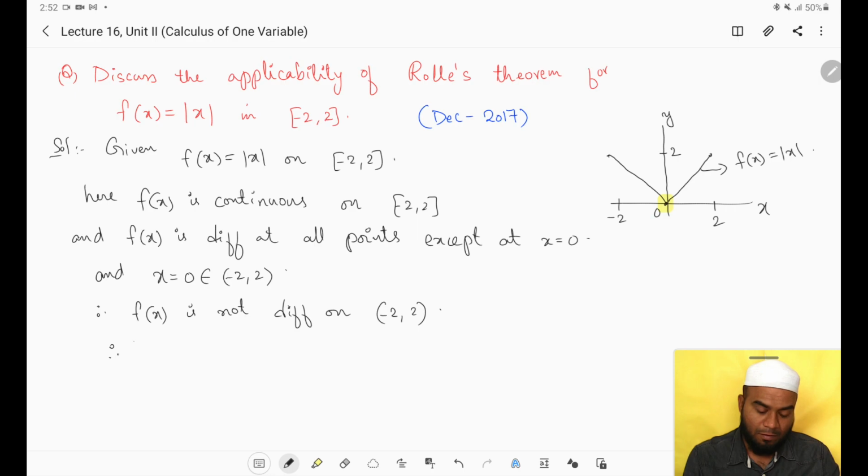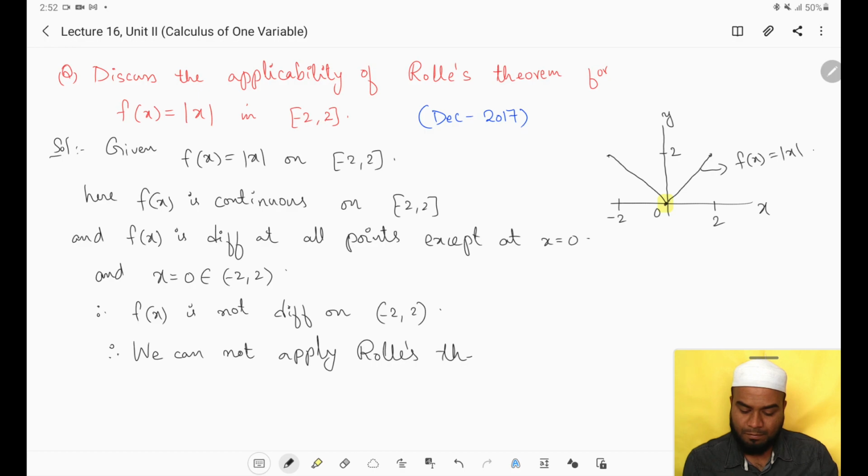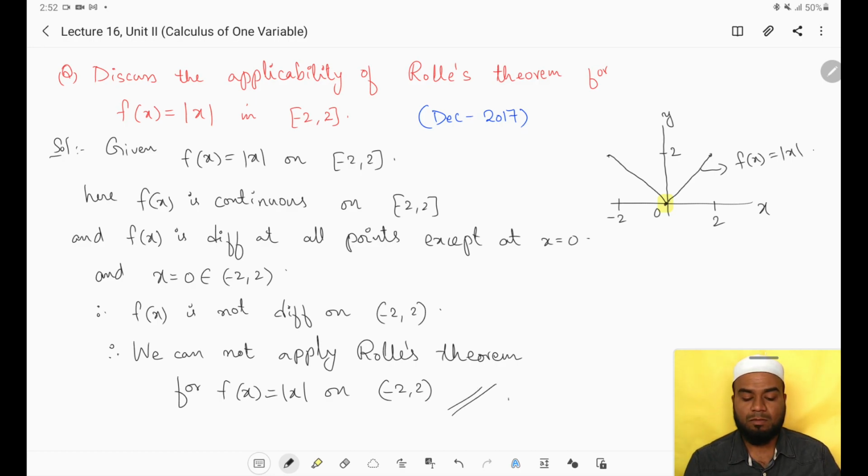Therefore we cannot apply Rolle's theorem for the function f of x equals mod x on the open interval -2, 2, right? This is how we solve the problems related to applicability of Rolle's theorem.